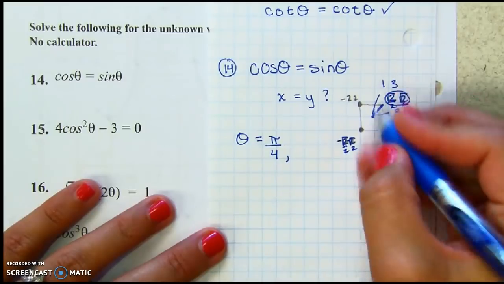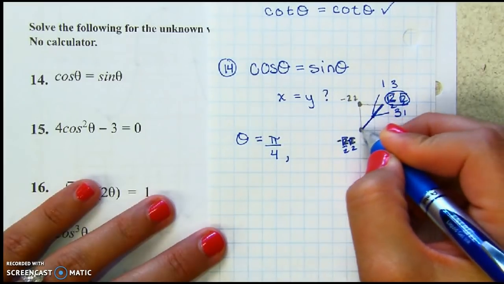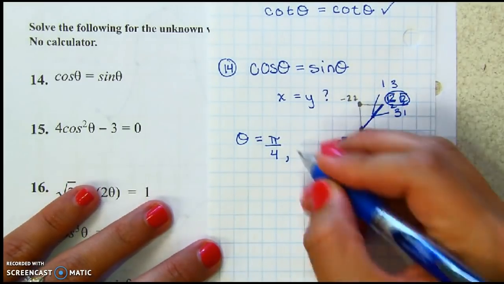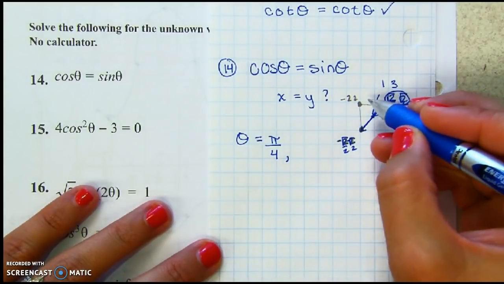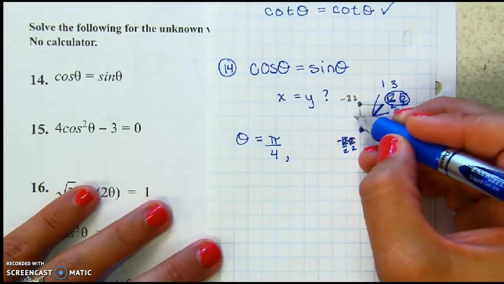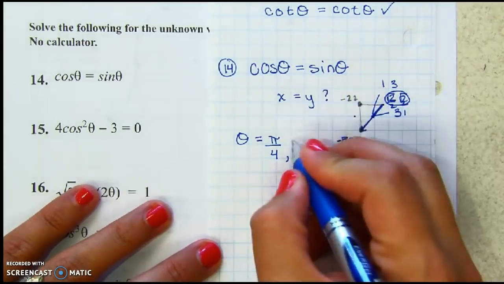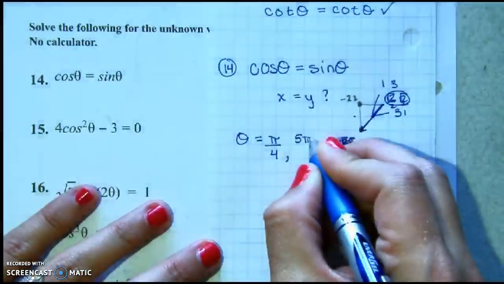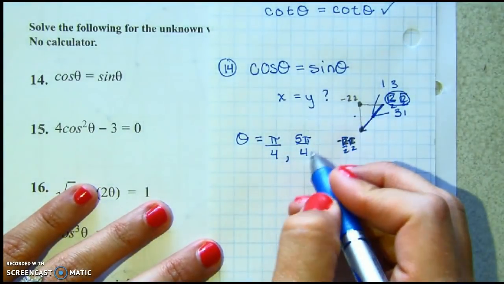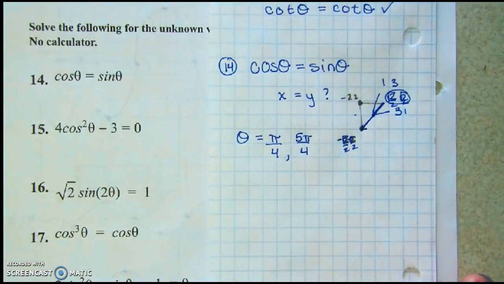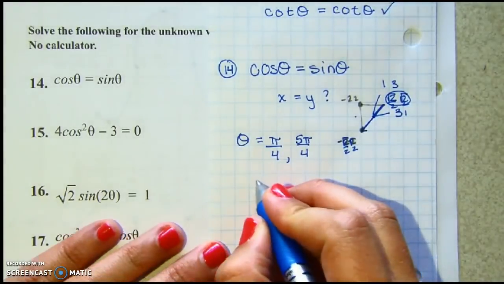Okay, what is the angle down here, that quadrant 3 pi over 4 angle? Let's see if I remember. Pi over 4, 3 pi over 4, 4 pi over 4. This must be 5 pi over 4. How do you know? I know. That's it.